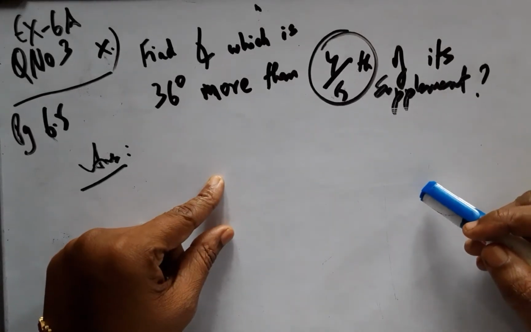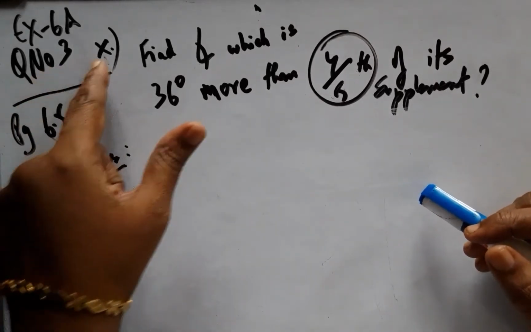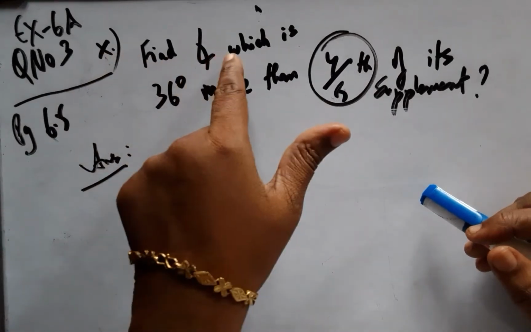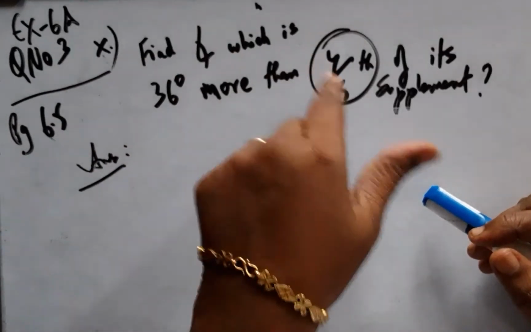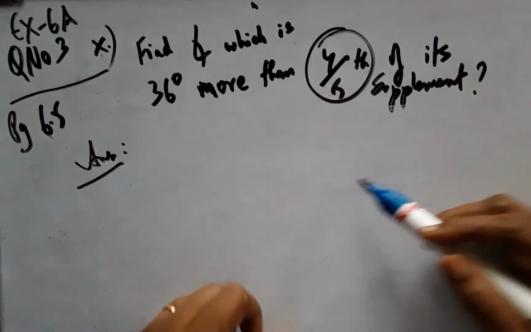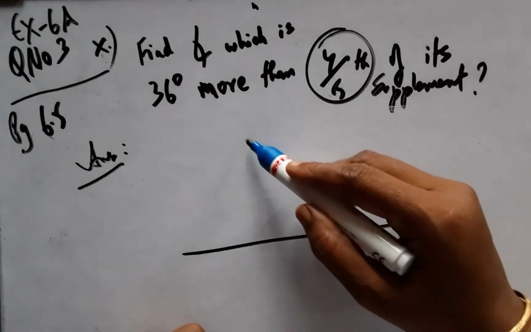Now here is the more difficult sum, which is question number 3, the 10th bit. Find the angle which is 36 more than 4/5 of its supplement. Now let me explain the problem.